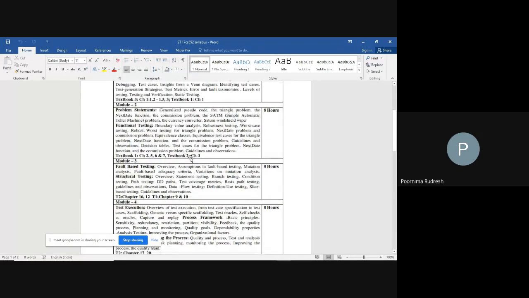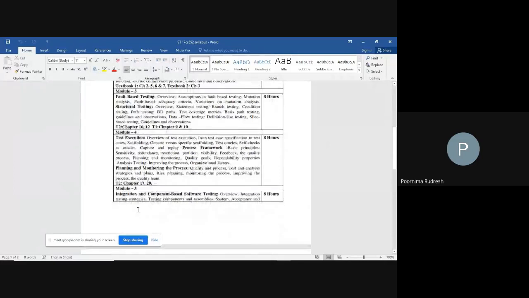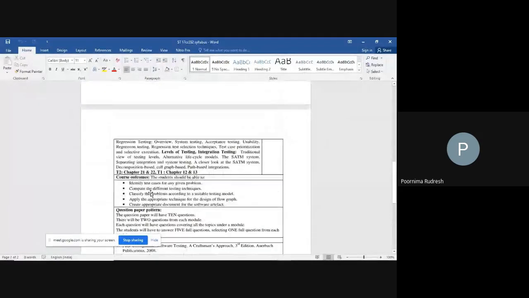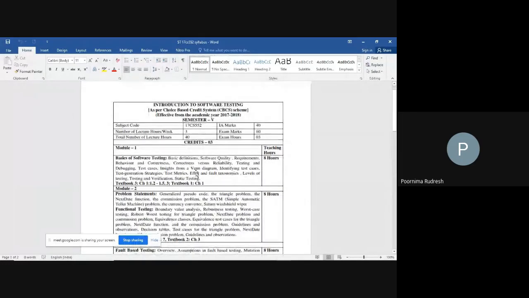Now most of the topics are from textbook 1 and textbook 2. Here also textbook 1, textbook 2, and textbook 1 and textbook 2. So very few topics are covered from textbook 3, that you can xerox, and most of the topics are covered from textbook 1 and textbook 2. Those two books are available in the library, you can take them.